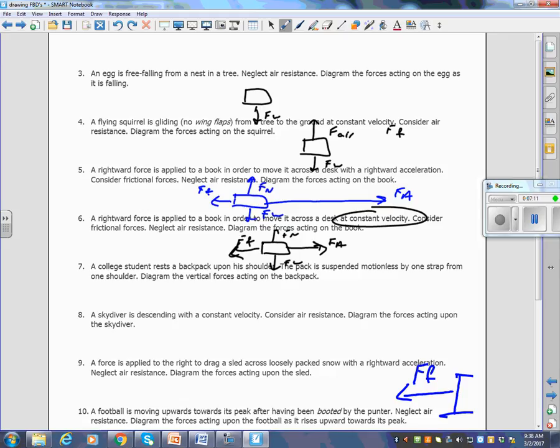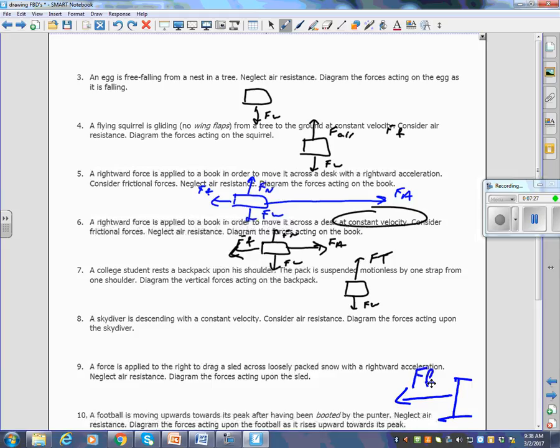A college student rests the backpack upon his shoulder. The pack is suspended in motion by one strap from one shoulder. Diagram the vertical forces. So again, it's on Earth. Weight force. This would be a tension force because it's in a rope or a strap. Can't get rid of that.